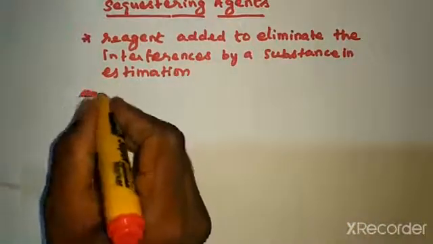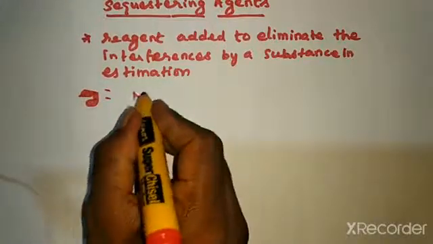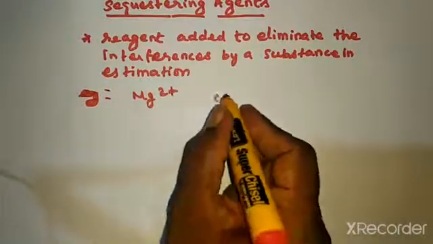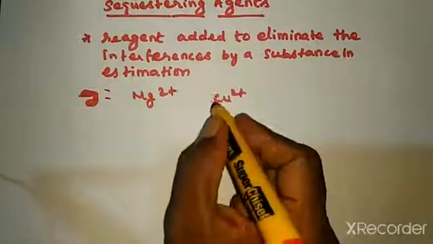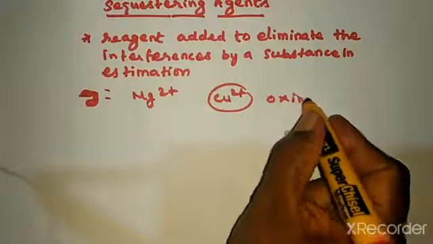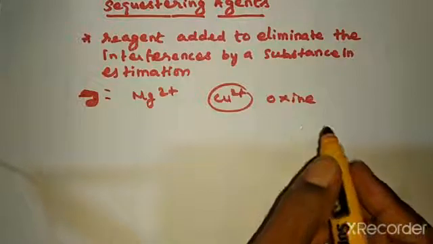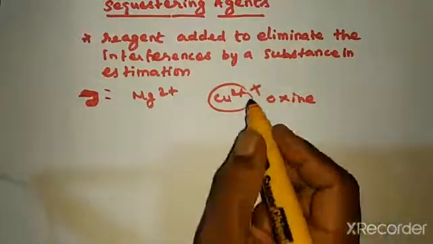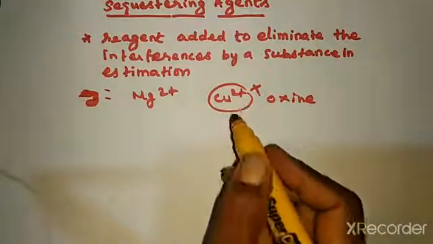For example, in the gravimetric estimation of magnesium ion, there is a presence of copper 2 plus ion also. When you are estimating magnesium ion in the presence of copper ion using oxime, where the precipitant is oxime, we have to eliminate the copper ion. Otherwise the copper may precipitate.